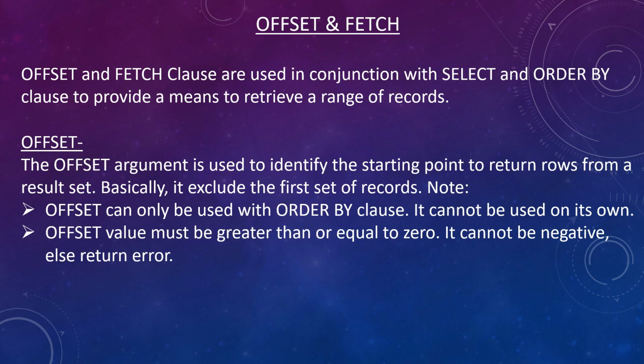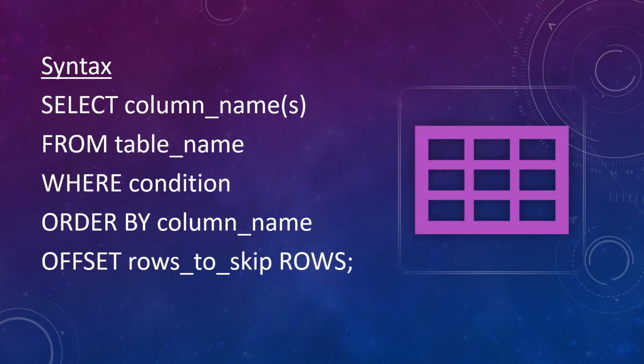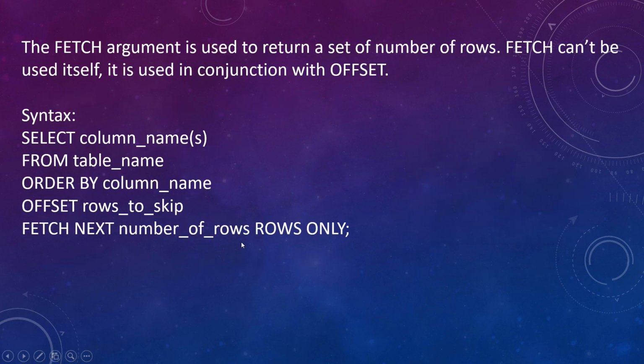So this is how we can find the second highest salary, and this is the syntax. Select column name from table name, then you can give a where condition as well, then order by the column name. And this is very important, you can say mandatory, as we have just seen. Then you will write offset, rows to skip, then you will write rows. So this is the syntax, very simple syntax.